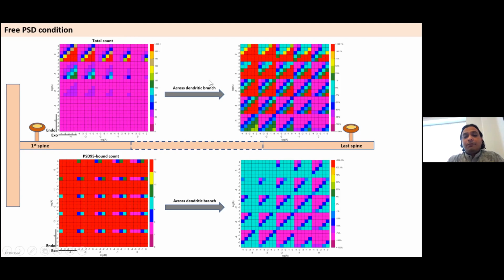And we observed that for some combinations, the total count is not varying much. For some combinations, it's varying more than 100%. And for some combinations, the total count decreases by 100%, going to zero value at the last spine. For the PSD95 bound count, we observe the same, but we only see the decrease, because one can't increase the PSD95 bound count more than the available slot proteins. That restricts the distribution of the bound count across the dendritic branch.